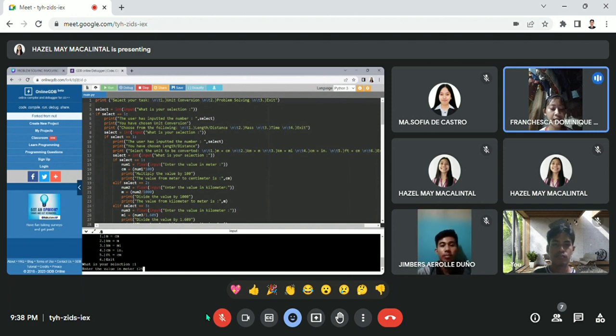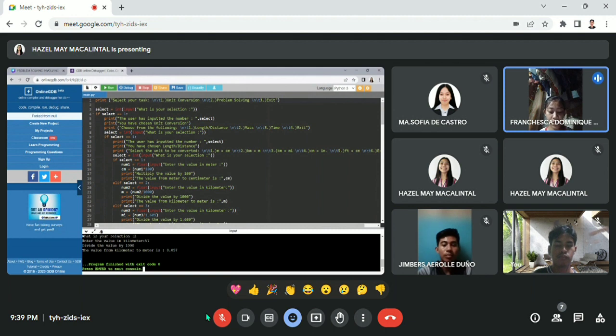The next line calculates the equivalent value in centimeters by multiplying the input value in meters by 100 and stores it in the variable centimeter. For the elif, if the user selects option 1 for the length or distance and then selects option 2, kilometer to meter, the program prompts the user to enter a value in kilometers. It then converts the value to meters by dividing it by 1000 and stores the result in a variable and then prints the result.